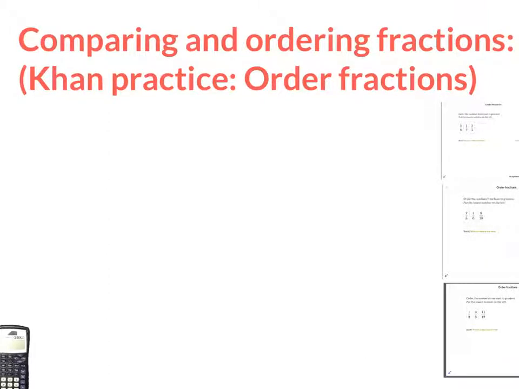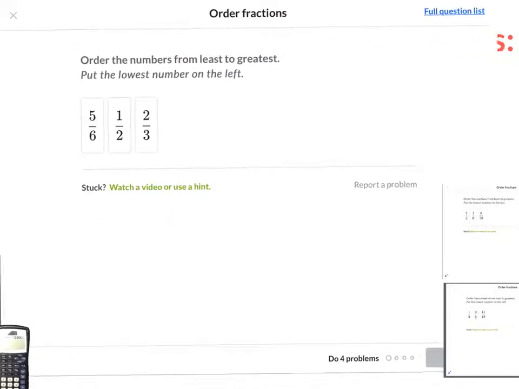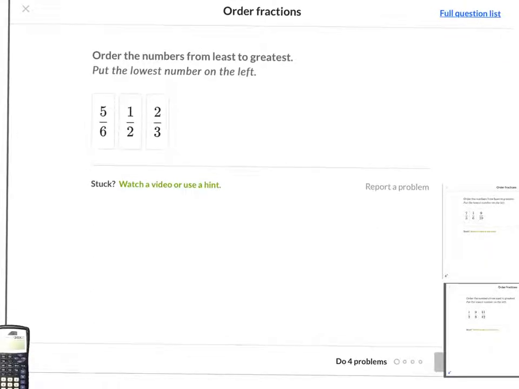So this video is to get you to better understand fractions, and not only that, to get you to pass that section on Khan Academy that's titled Ordering Fractions. So we should know, let's take a look at one of the screenshots of Khan Academy. It says order the numbers from least to greatest.